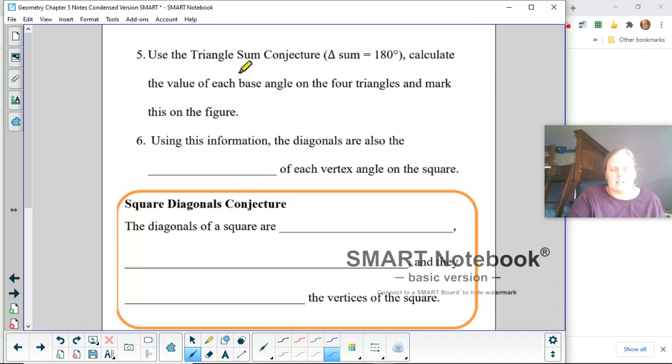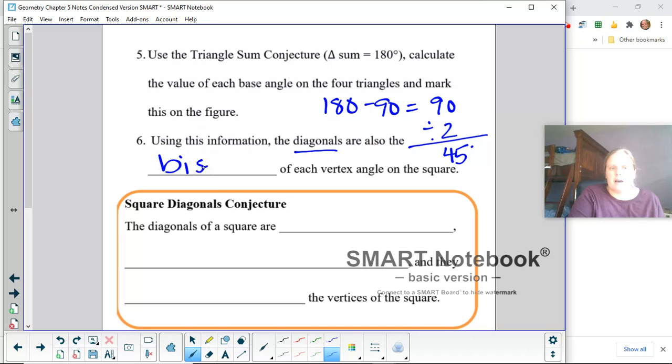All right, now because they're right isosceles triangles, I took that 180, subtracted off the 90, and got 90 left over. But then we had to split it for those two base angles. That's where I came up with the 45 degrees. So that means the diagonals are the bisector of each vertex angle on the square.